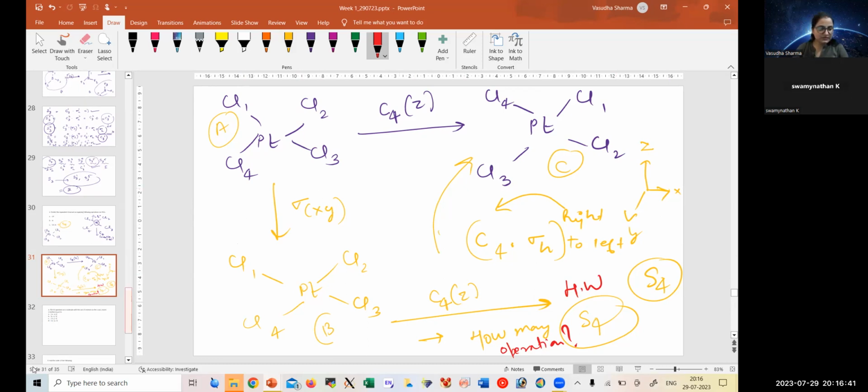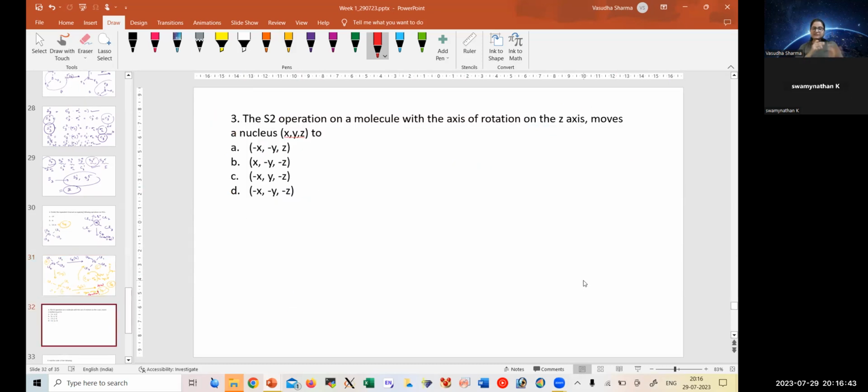The next question that we have is about S2. The S2 operation on a molecule with the axis of rotation on the Z-axis moves the nucleus XYZ to what? You need to understand each and every word very properly.